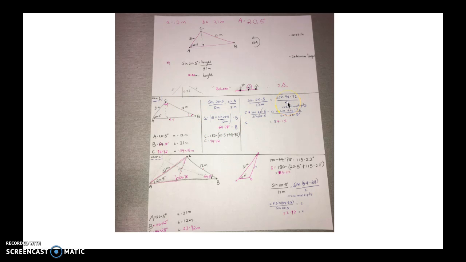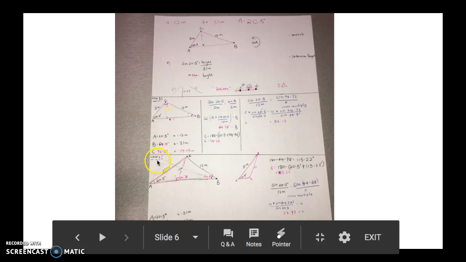Divide by side length C. I go ahead and solve this by cross multiplying. You can see I said cross multiply. And then to isolate for C, I just divide both sides by sine of 20.5. And I get that side length C is 34.15. So I'm done with the first case. How about the second case?